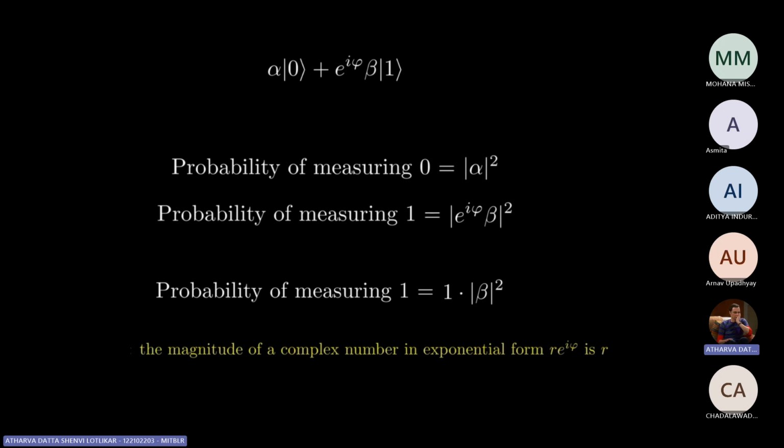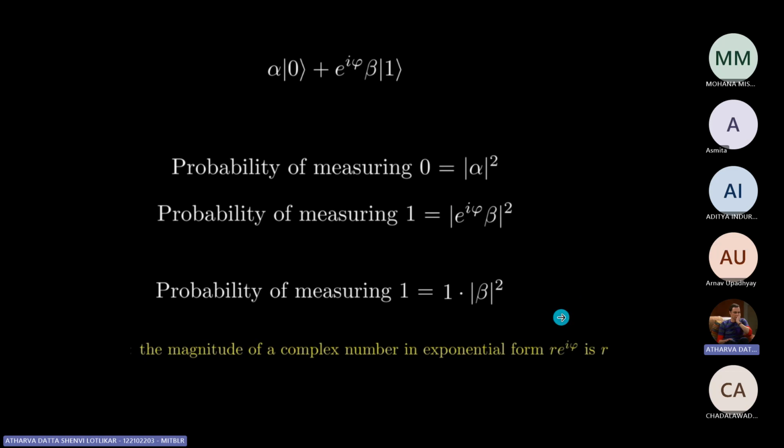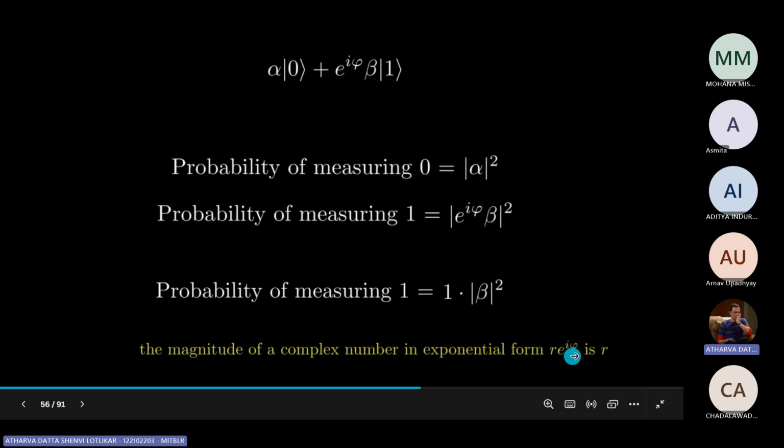Another thing: if you have a relative phase which is changing, the magnitude remains the same, because your alpha remains unchanged. But once you take the beta form, the complex number comes into the picture. The complex number's coefficient is 1 here. Euler's form is r times e raised to the power i phi.